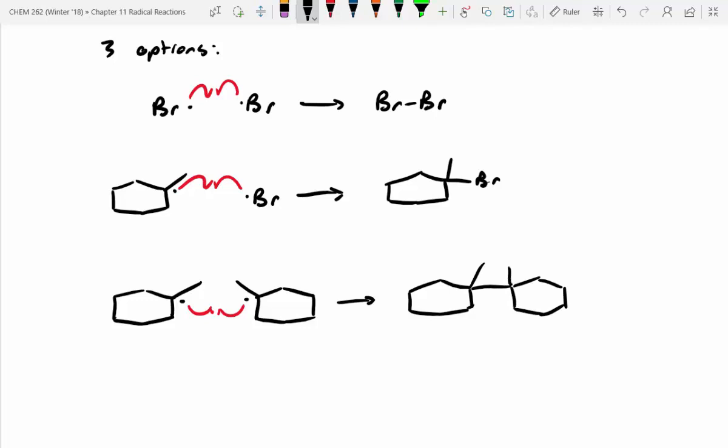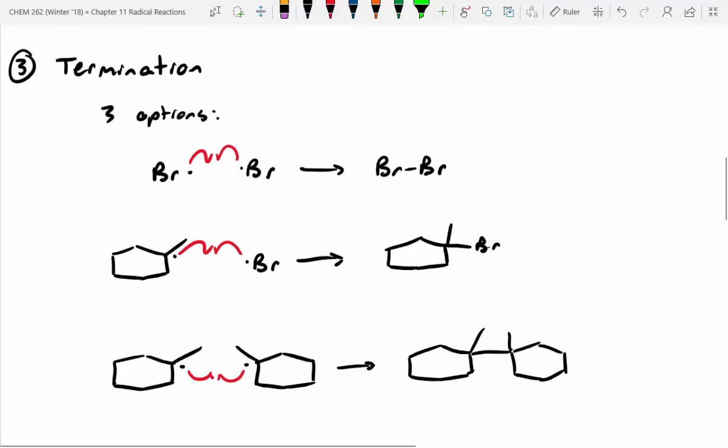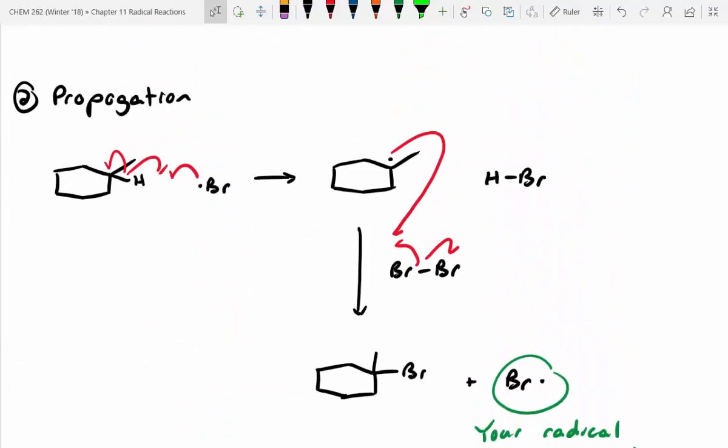Typically, when I ask you for a mechanism, though, you can pick any one of these 3 options. You can pick the top one, the middle one, or the bottom one. I just want to see that termination step where you're going from 2 radicals on the left-hand side to a non-radical on the right-hand side. So when you draw these mechanisms, make sure that you include all 3 of these steps. It's really tempting. I'll show you what's common up here. The students will just have a Br dot example, just terminate at that step, and they completely skip over the propagation. You want to show the full propagation step where you regenerate that Br dot radical, so don't try to take shortcuts there. Does that make sense?